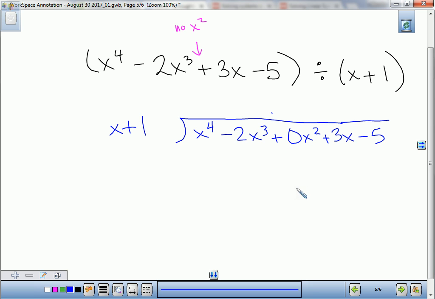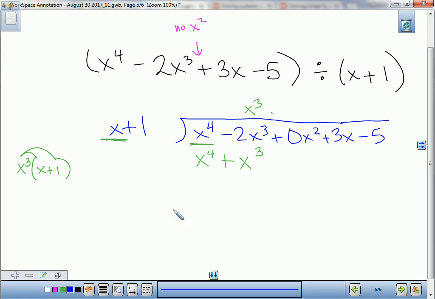So the goal is to cancel the first two terms? Yes, that is our goal. So let's start there. What do you multiply this by to turn it into this? X cubed. So an x cubed goes here, and then we have to multiply all of this by x cubed. So that becomes, what goes here? X to the 4 plus x cubed.